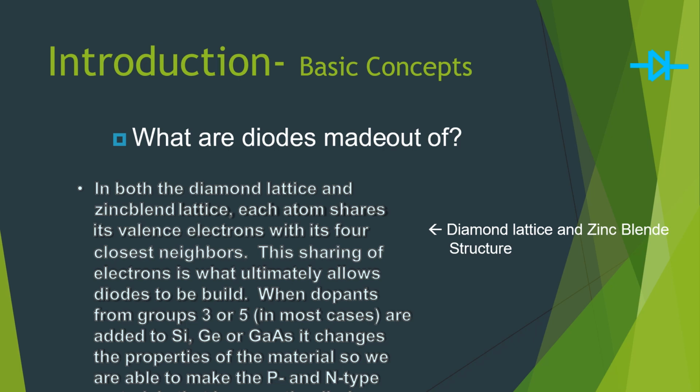In both the diamond lattice and zinc lattice, each atom shares its valence electrons with its four closest neighbors. This sharing of electrons is what ultimately allows diodes to be built. When dopants from groups 3 or 5 in most cases are added to silicon, germanium or gallium arsenide, it changes the properties of the material, so we are able to make the P and N types, or simply the P and N junction. Now moving forward to the next slide.